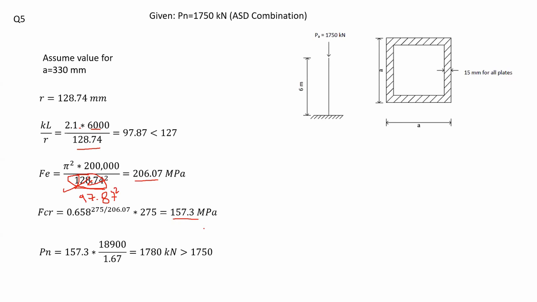Now check for the capacity of this member, 157 for FCR, and area gross based on the equation previously we found for area, divided by ASD, 1.67. Now the capacity of this member is 1,780 kilonewtons, which is slightly bigger than 1,750 kilonewtons. That's good, and you can stop here and choose A equal to 330 millimeters as an optimum value.